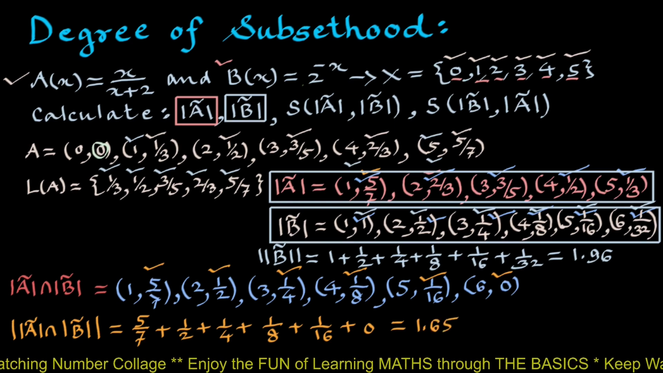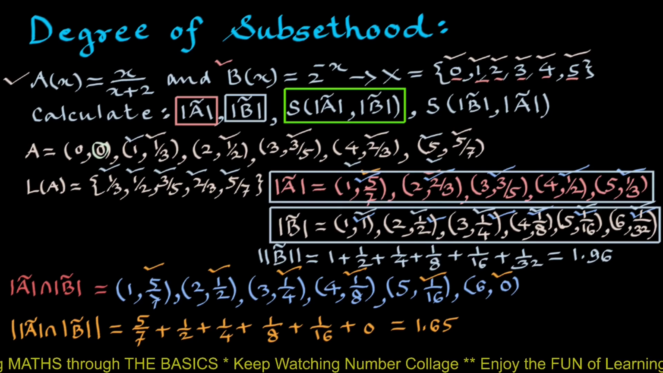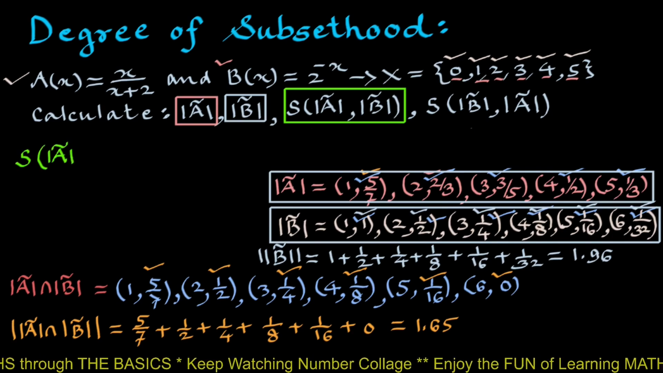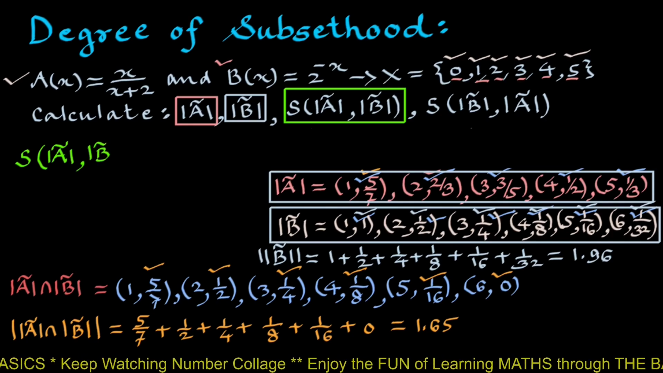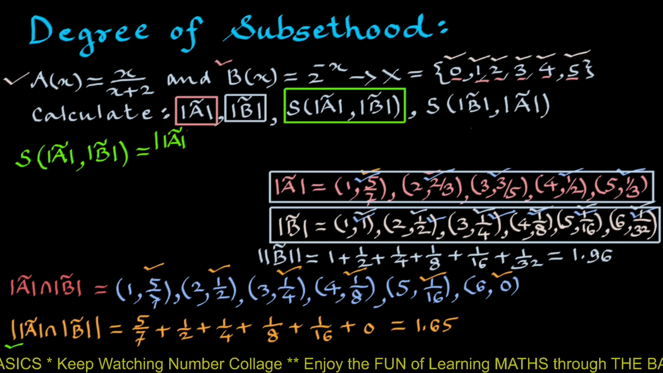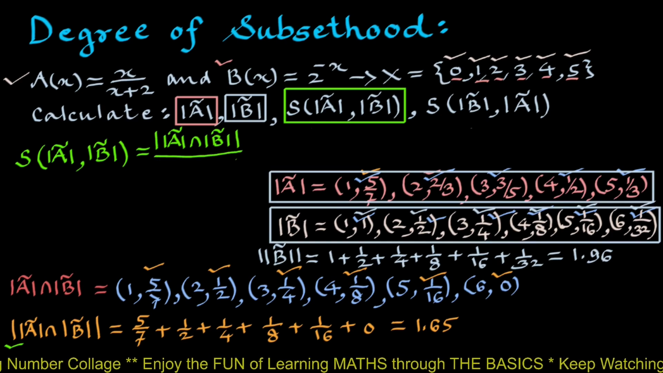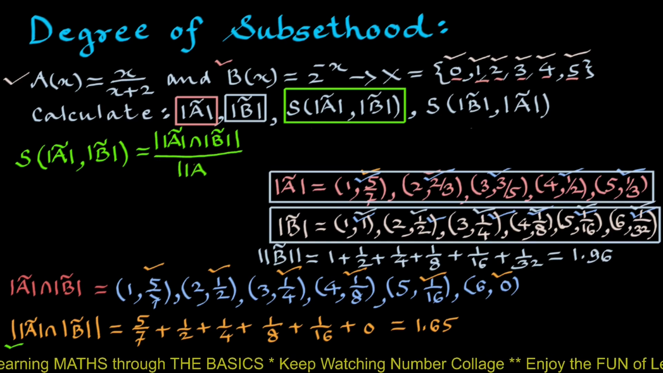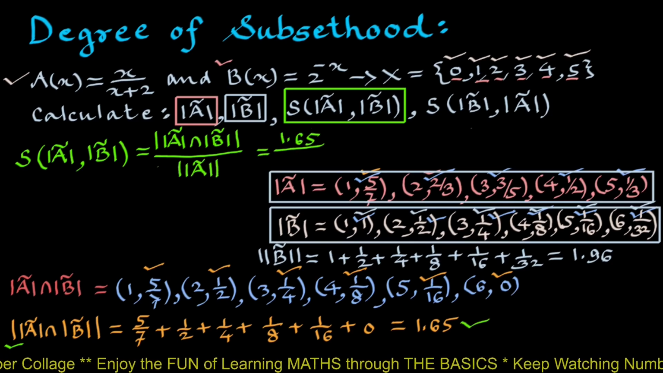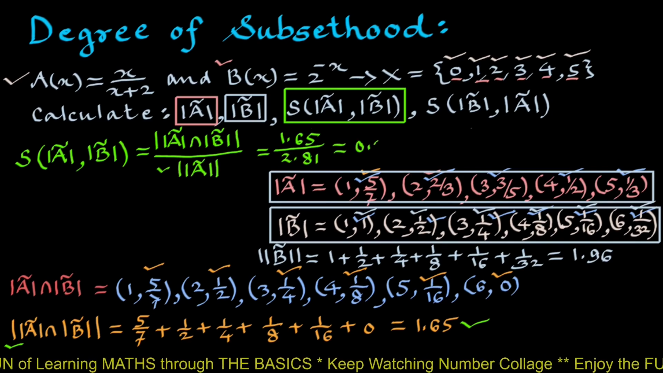Here we write our final answer, subsethood of scalar cardinality of A in scalar cardinality of B. S of scalar cardinality of A in scalar cardinality of B will be this scalar cardinality of fuzzy cardinality A intersection fuzzy cardinality of B upon scalar cardinality of fuzzy cardinality of A, that will be this 1.65 upon this quantity which we have already found out, 2.81, gives us 0.58.